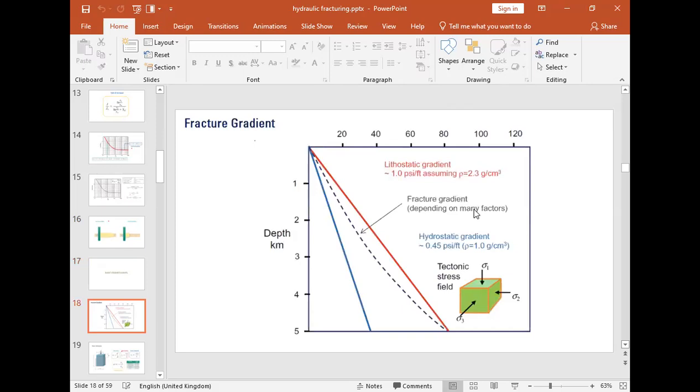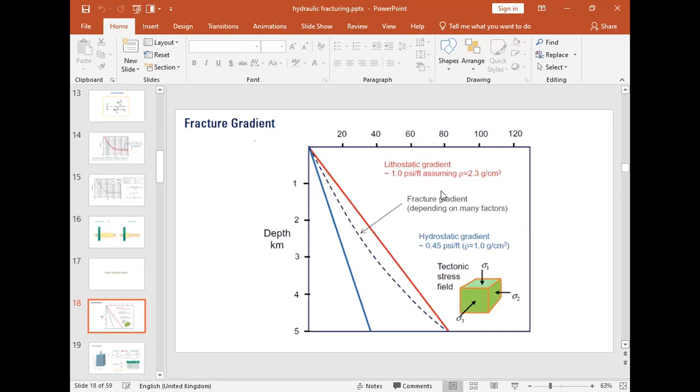We have the lithostatic gradient, we have the fracture gradient, and we have the hydrostatic gradient. For lithostatic pressure, we know what it is all about. Lithostatic pressure is the pressure due to the weight of the overlying material on the reservoir. We are looking at the weight of the overlying material on that reservoir, and definitely it will depend on the depth of the reservoir. That means it will depend on the thickness of the material above our reservoir.